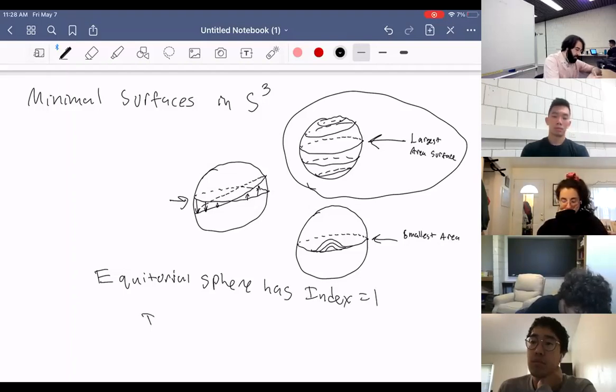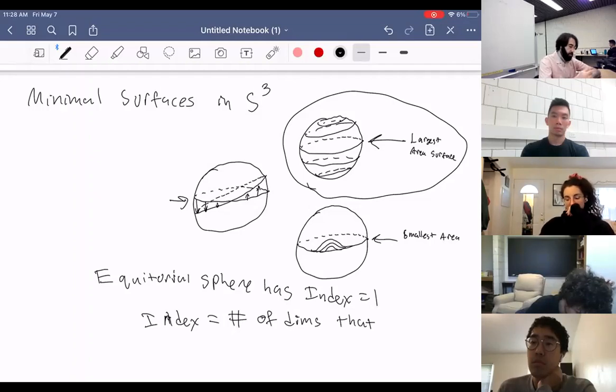And index is equal to the number of dimensions that the minimal surface is actually maximizing area over.